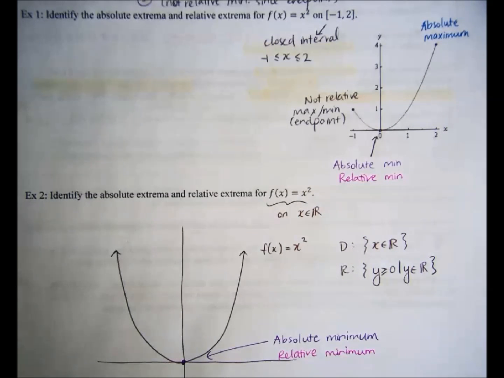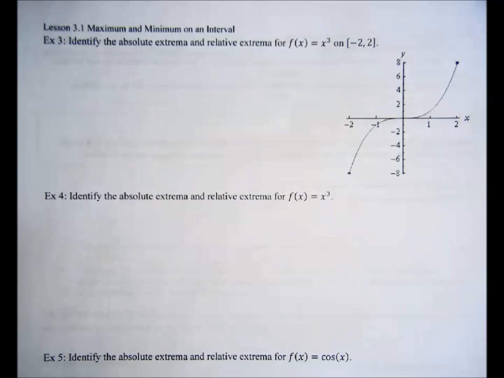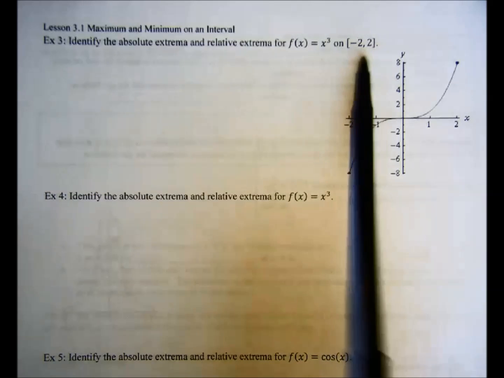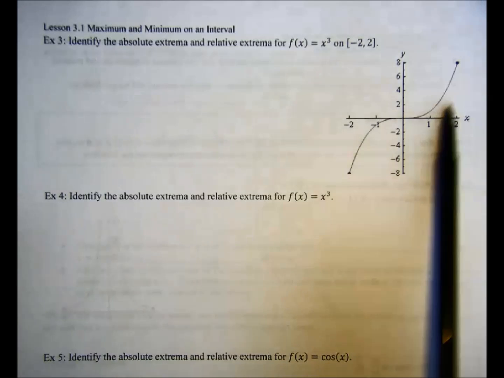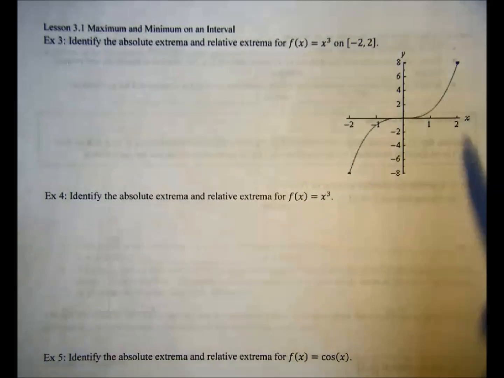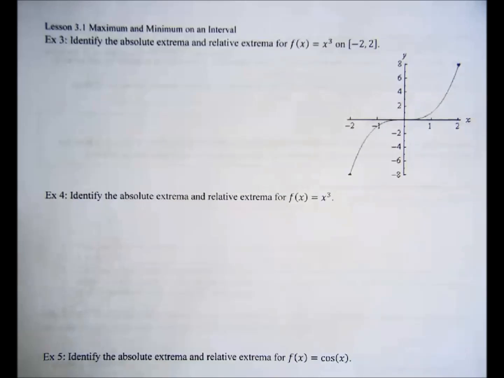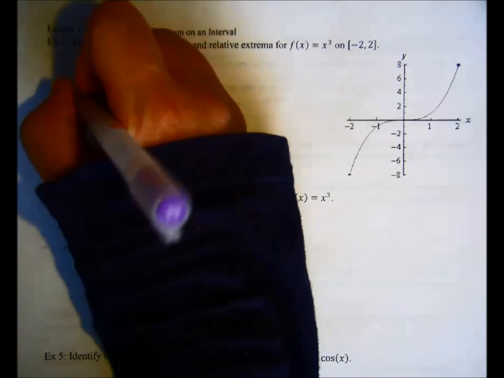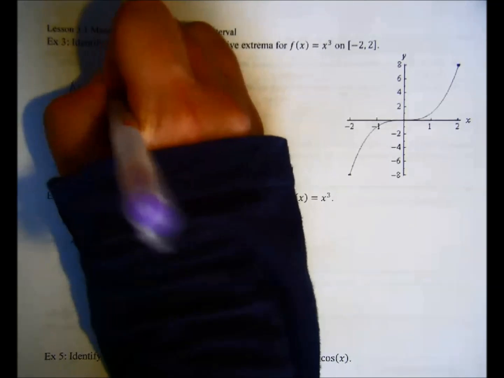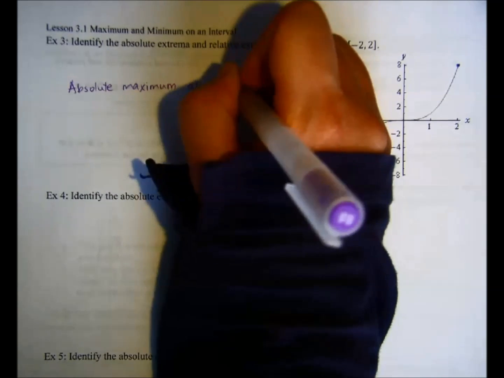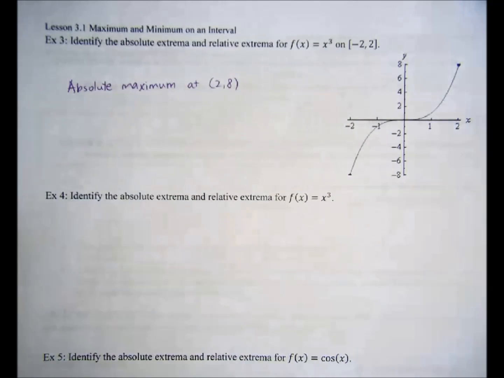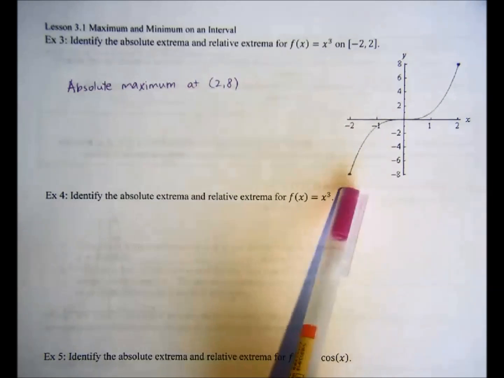Okay, let's move on to page 3. In example 3, we have a cubic function on this closed interval between -2 and +2. So just by looking at the graph, we can see that we are going to have an absolute maximum at this point 2, 8. And then we are going to have an absolute minimum at this point, -2, -8.